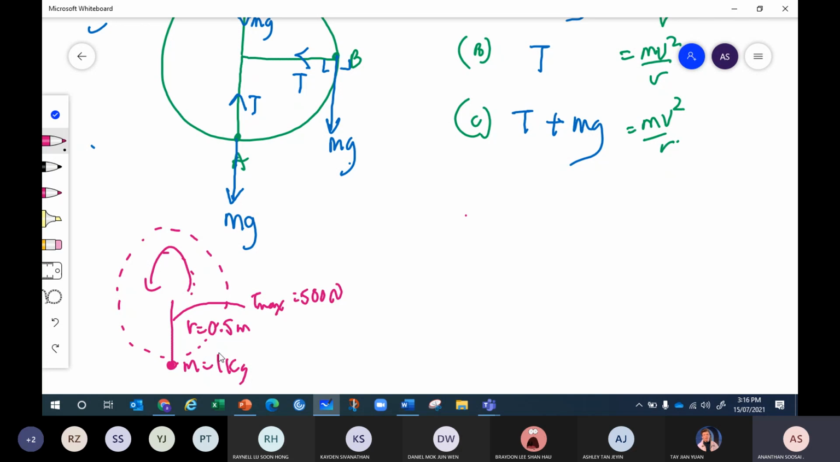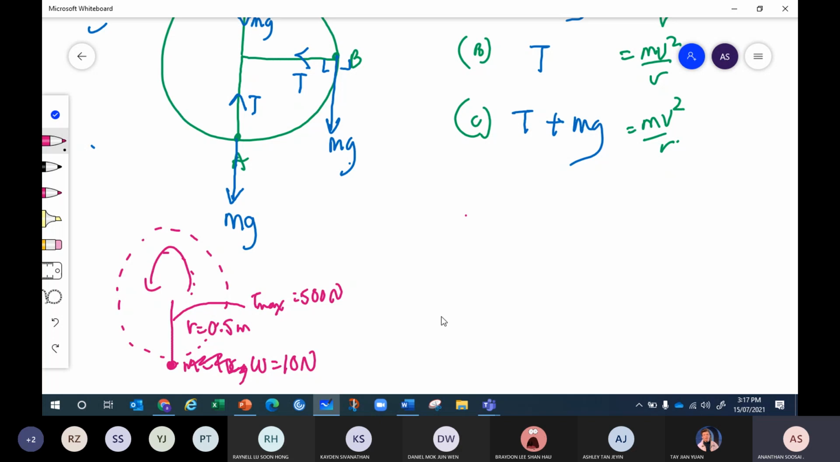So now, just to make it easy to calculate, instead of a mass of 1 kilogram, I just put the weight here. The weight of the mass, let's say, is 10 Newton. I take the weight as 10 Newton.